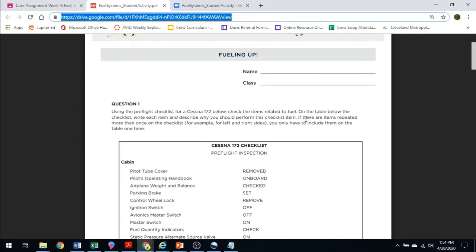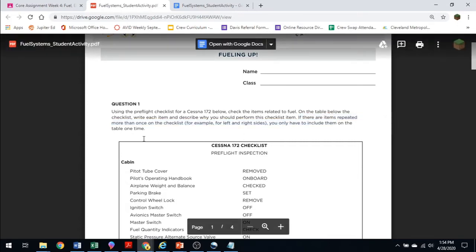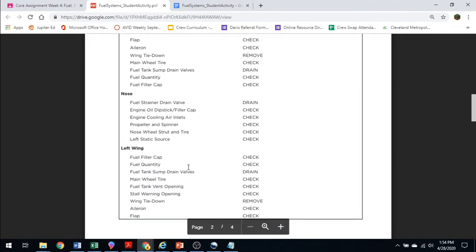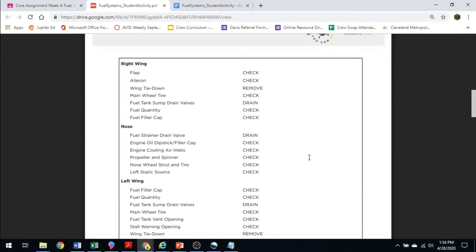Also, notice it says if there are items repeated more than once on the checklist, and this only occurs when you have the left and right side, you only have to include them on the table one time. So the right wing and the left wing have the same exact things on them, so we only have to look at one of the wings. Alright, so now I'm going to assume you figured out which things on the checklist are related to fuel, and we'll look at those different concepts.